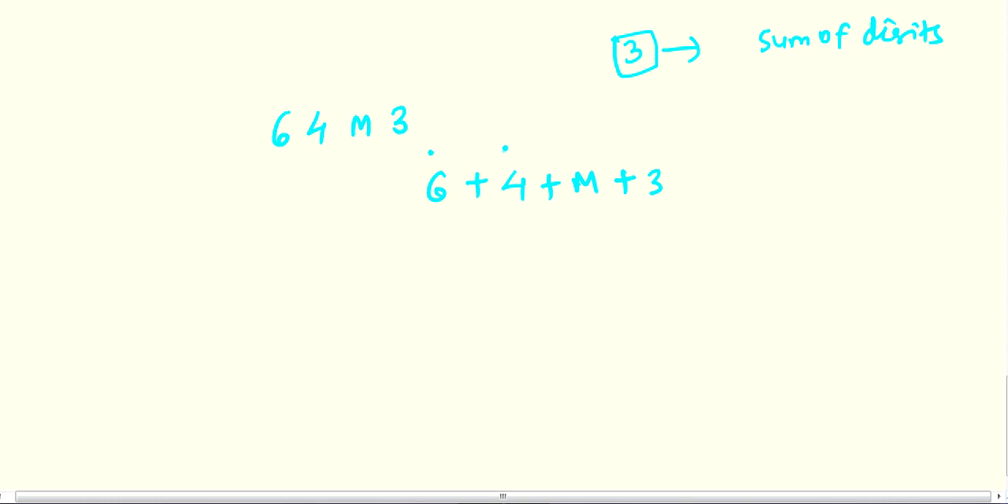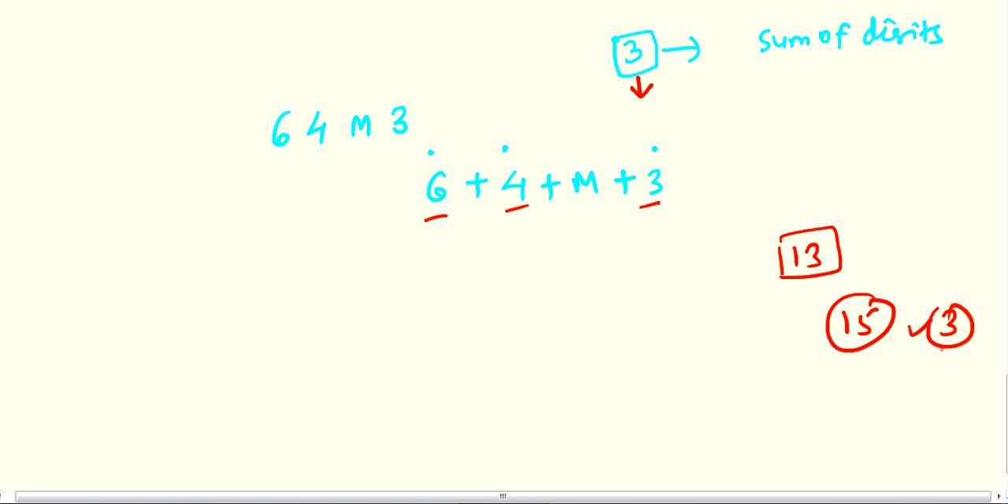Now 6 plus 4, 10, 10 plus 3, 13. And we have to find that the given number is divisible by 3 or not. So 6 plus 4 plus 3, we are getting 13. 13 is not divisible by 3. After 13 we are having 14, so 14 is not divisible by 3. But after 14 we are having 15, and 15 is exactly divisible by 3.